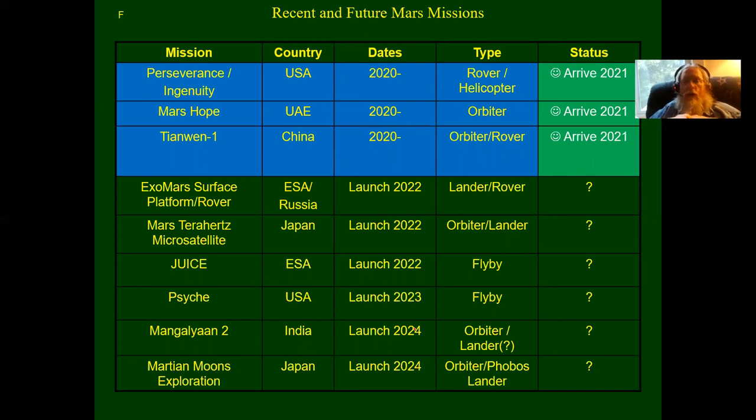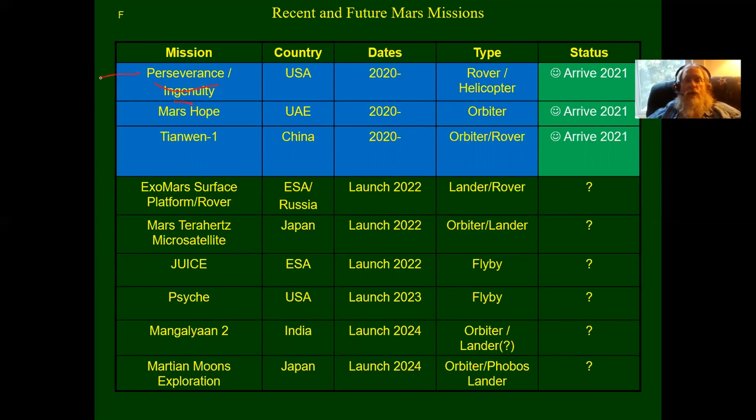Which will include the first attempt at a Chinese lander, which will be a rover type. And then this US mission, Perseverance is the landing rover, and then Ingenuity is a little drone helicopter that it will launch that'll fly around to get some aerial views around where it is. Anyway, all scheduled to arrive in 2021.